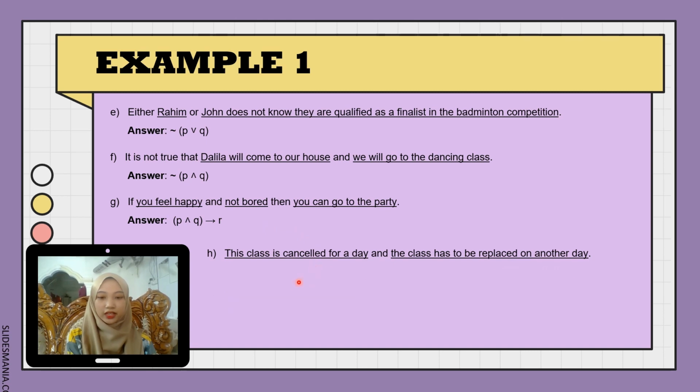For the H, this class is cancelled for a day and the class has to be replaced on another day. So the answer is P and Q. And the last one is, he is so good at drawing and singing. So the answer is P and Q.